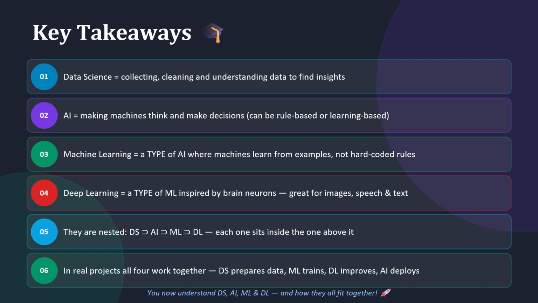Now, what are the key takeaways from this session? Data science is collecting, cleaning, and understanding data to find insights. AI is making machines think and make decisions, and can be rule based or learning based. Machine learning is a type of AI where machines learn from examples, not hard coded rules. Deep learning is a type of ML inspired by brain neurons, great for image, speech, and text. They are nested, right? DL is a part of ML, ML is a part of AI, and AI is a part of DS. They are all nested inside each other.